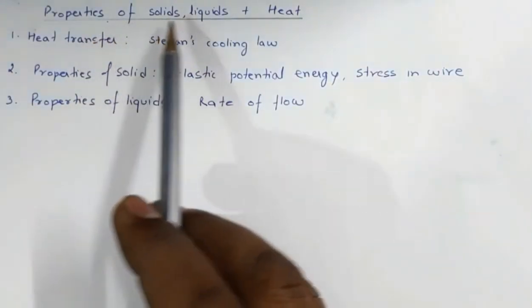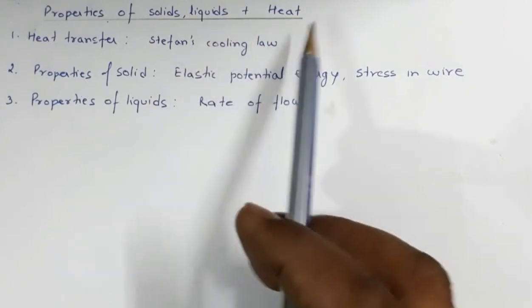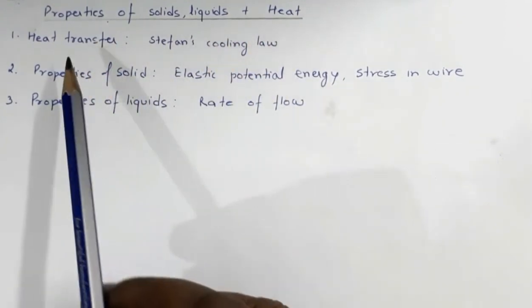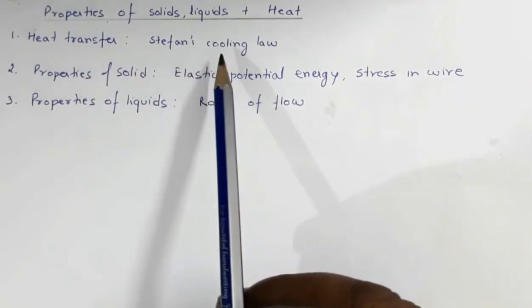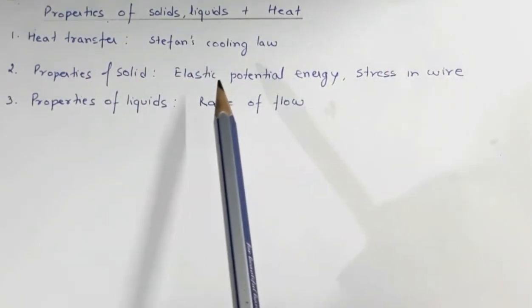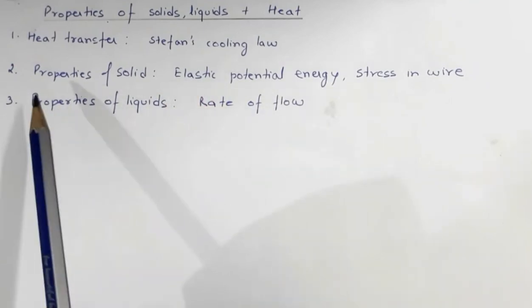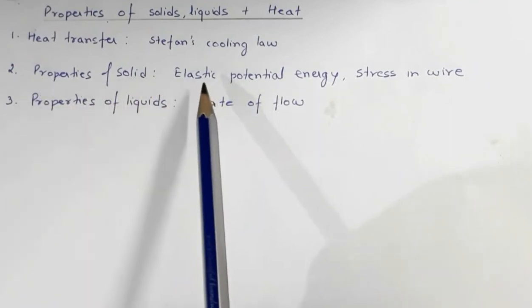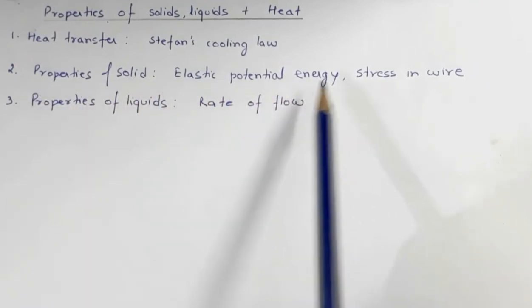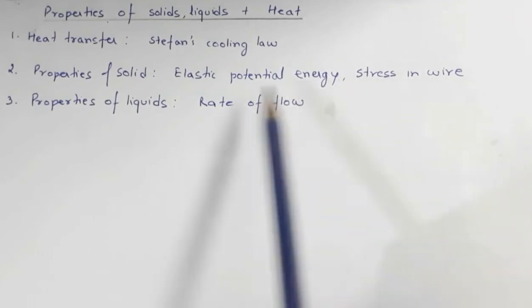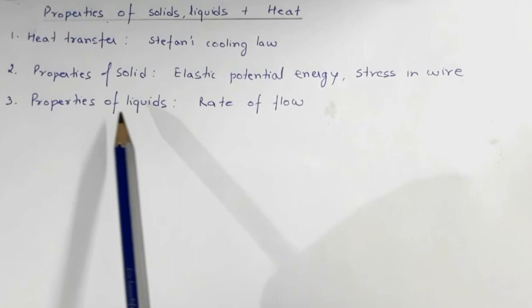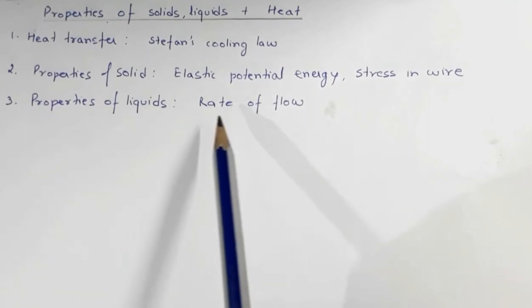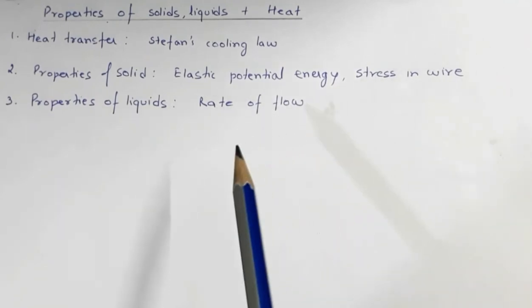Now from properties of solids and liquids plus heat, this I have combined in a single unit. One question was asked from heat transfer based on Stefan's cooling law. There were 4 graphs, identification of the correct graph. Properties of solids, one question from elastic potential energy, one from stress in a wire. So there were 2 questions from the topic properties of solids. From properties of liquids, there was one question from rate of flow of fluid.